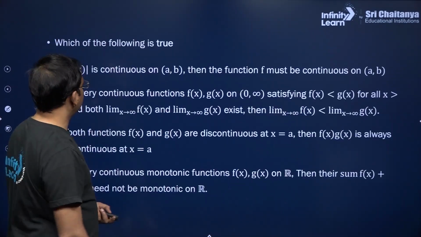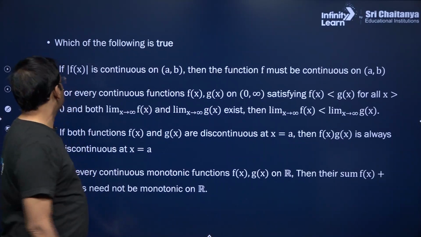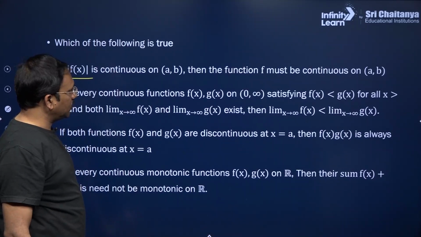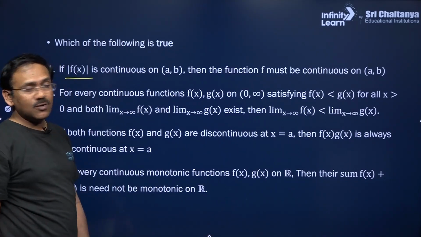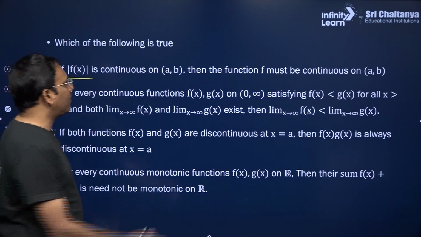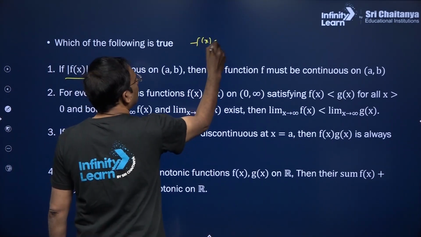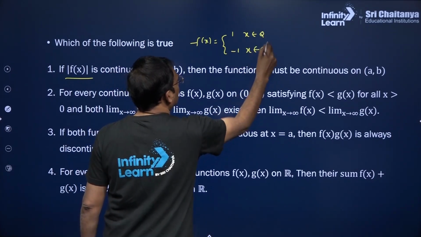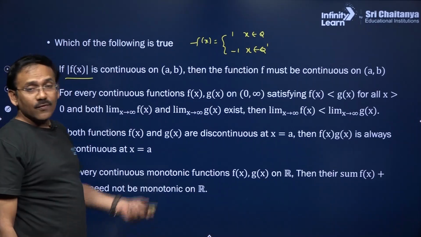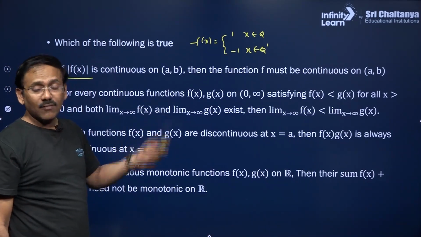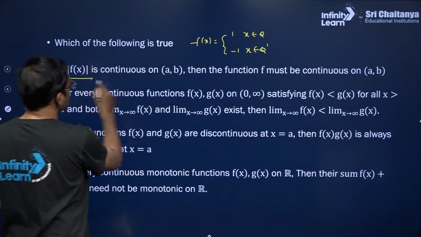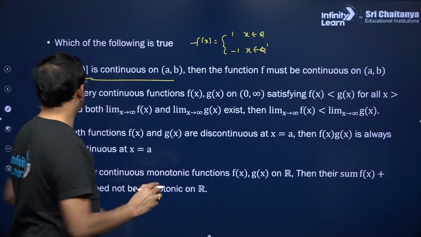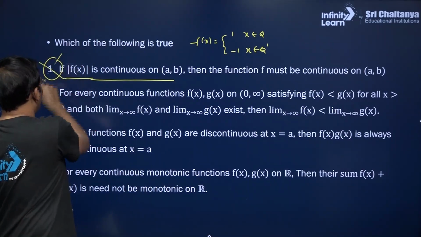Okay. Next, you see this question, my dear friends, which of the following is true? If mod f of x is continuous on closed AB, then the function f must be continuous on open AB. Arey yaar, needn't be. Suppose f of x you take like, say 1 if x is rational, minus 1 if x is irrational. You just take mod f of x, which is 1 for all x belongs to R, which is continuous, whereas f is discontinuous, nowhere continuous. So, first statement is absolutely false.